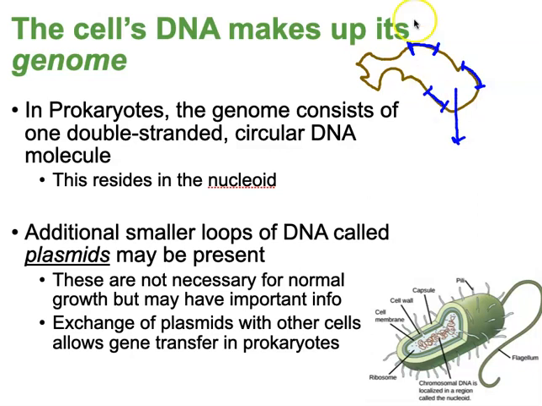You can also put other pieces of genetic information inside of here, and they are what we call plasmids. They are not necessarily for normal growth, but they also have important information. And exchange of information between plasmids is how you get gene transfers.